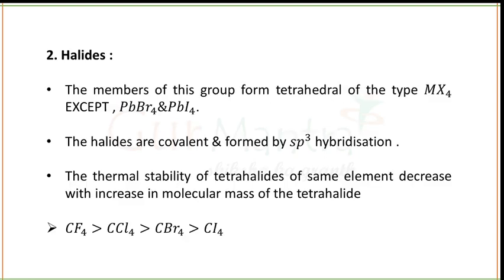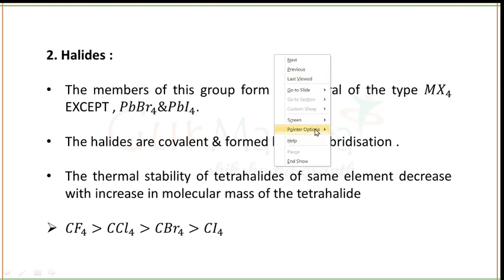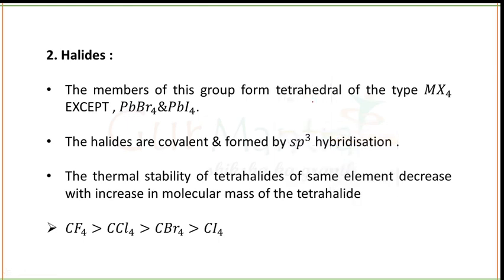Next, the second chemical property is halides. In the case of halogens, the members of this group form tetrahalides of the type MX4. This is tetrahalide, not tetrahedral.